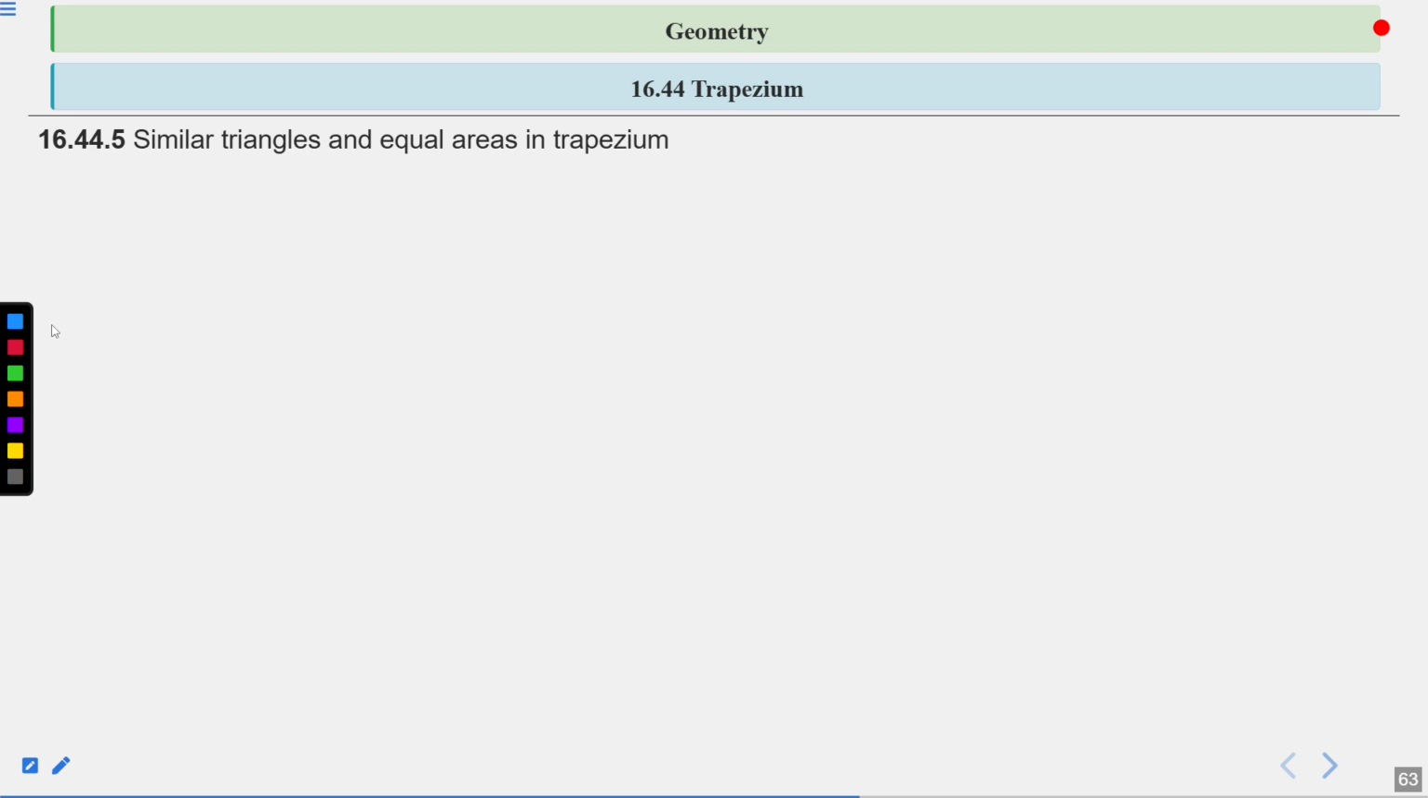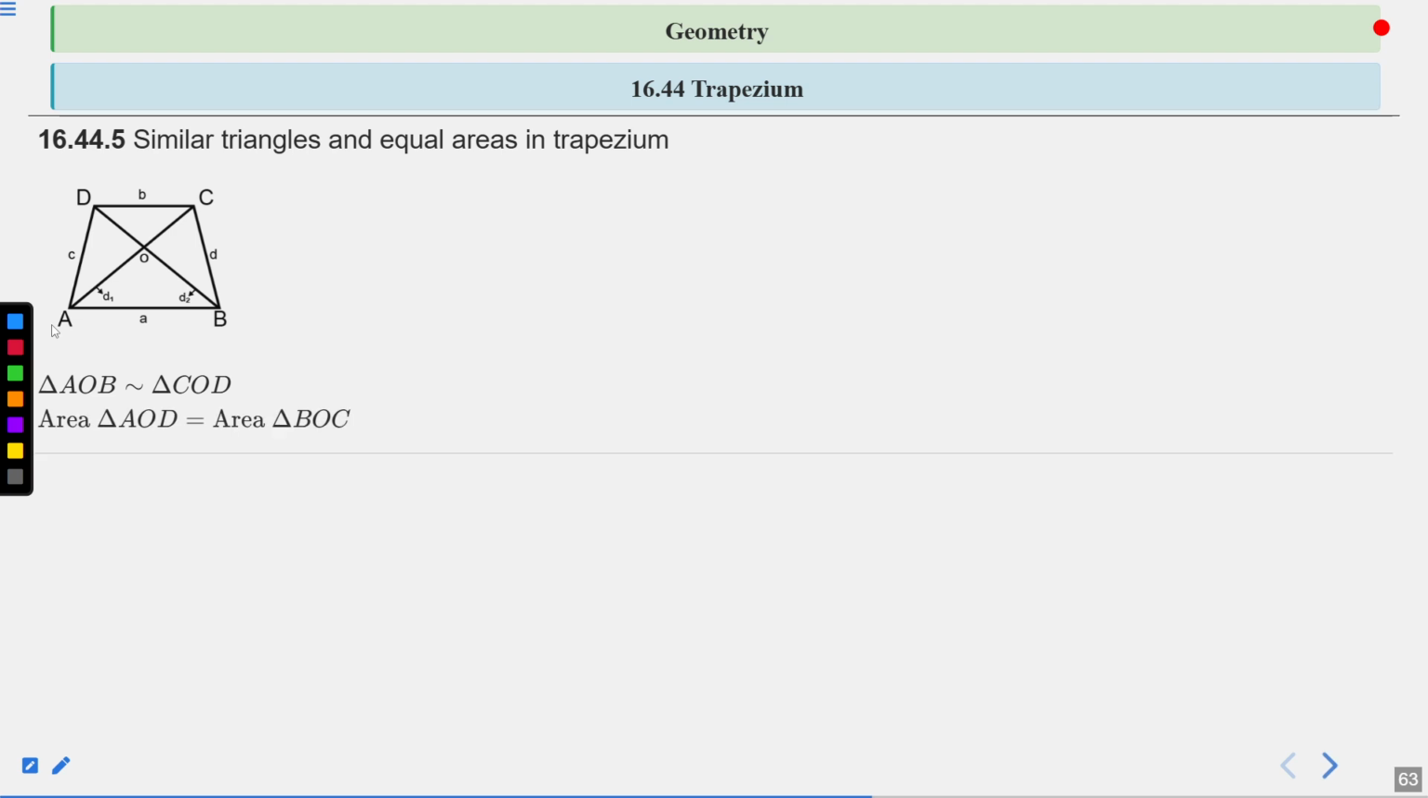Similar triangles and equal areas in a trapezium. Now this is the diagram of the trapezium in which we see similar triangles and equal areas. So we can say that the triangle AOB is similar to triangle COD and the area of the triangle AOD is equal to the area of the triangle BOC. Next one.